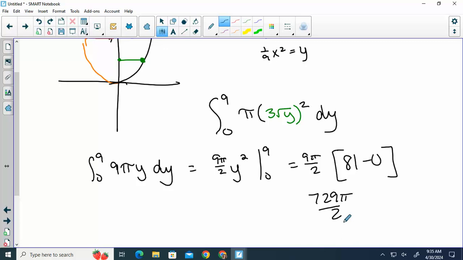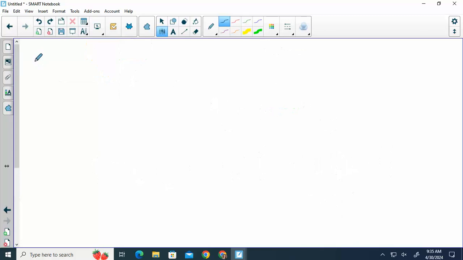Are we good on that? 15. I want to move fast. Curve. Y equals negative 2x minus 8. So that's a line. Y-intercept of 8. Negative slope. So it's decreasing.